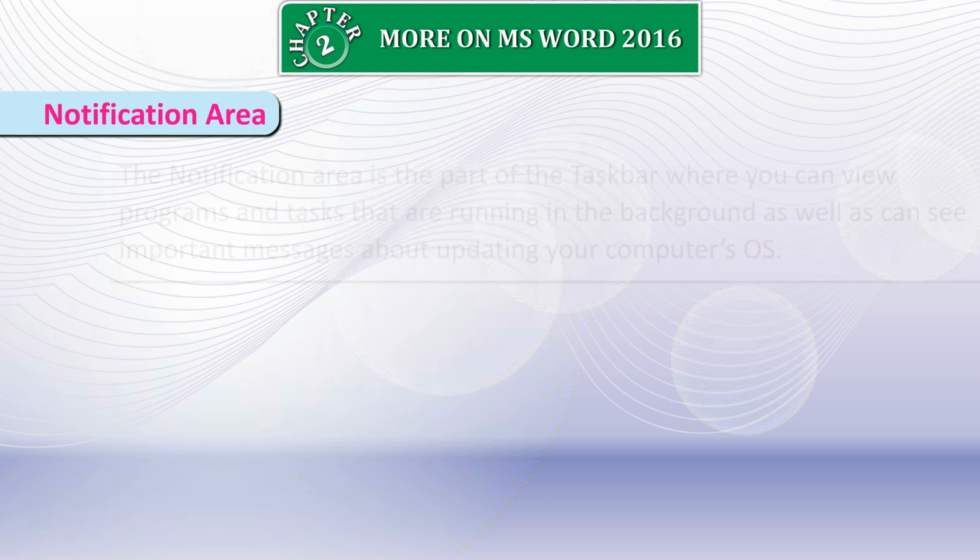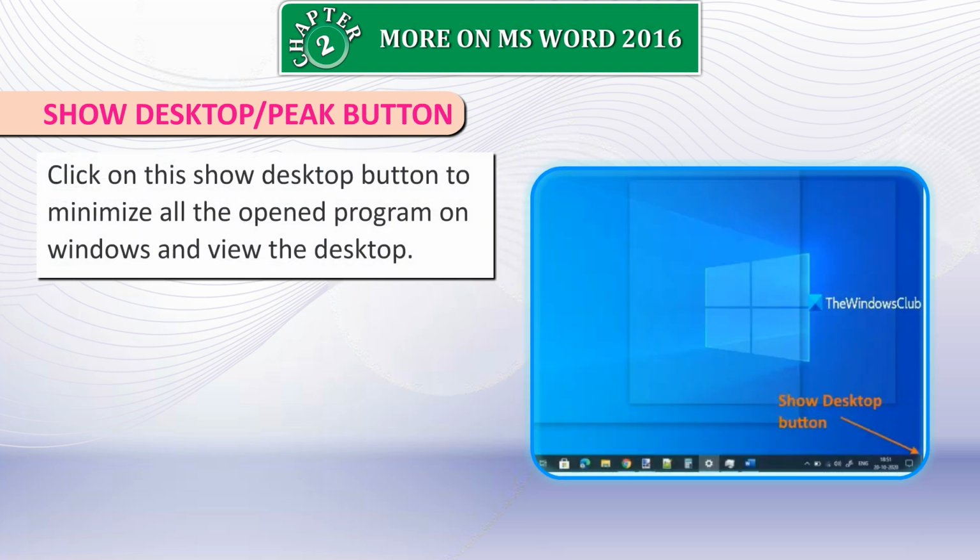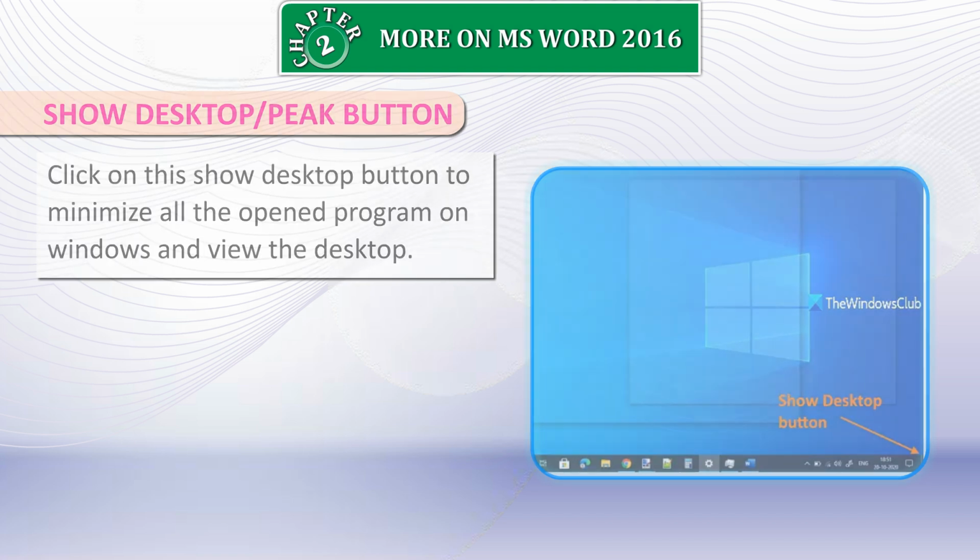Notification area. The notification area is the part of the taskbar where you can view programs and tasks that are running in the background, as well as see important messages about updating your computer's OS. Show Desktop or Peek button. Click on this Show Desktop button to minimize all the opened programs on Windows and view the desktop.